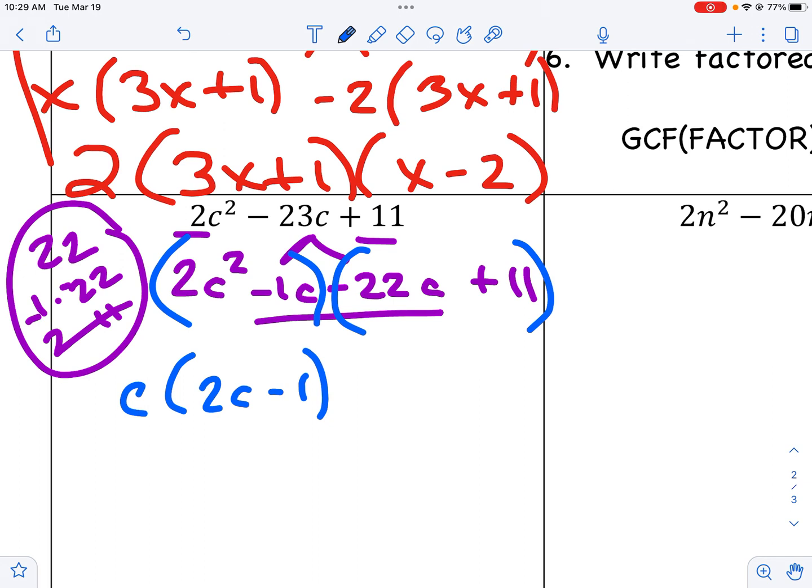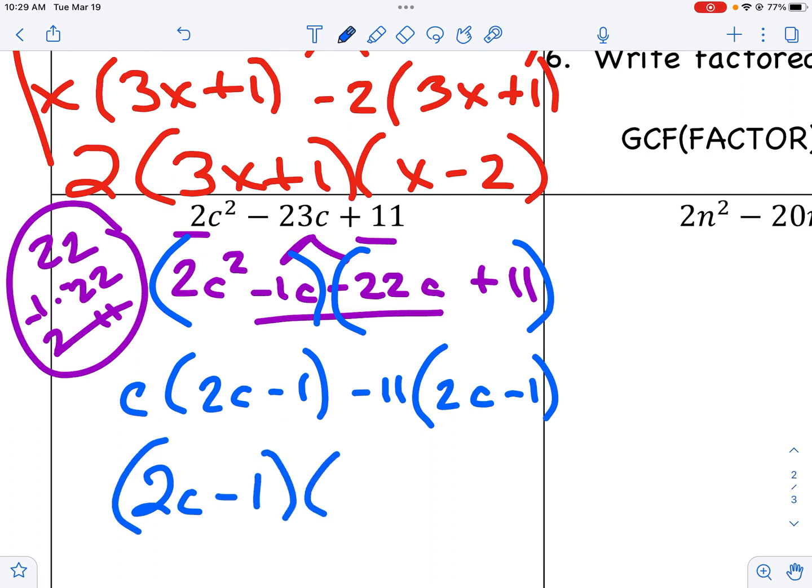Well, I don't want it to be a negative here, so I'm going to pull out a negative 11. Negative 22 divided by negative 11 is a positive 2. Negative 11 divided by negative 11 is a minus 1. So my answer here is 2c minus 1 and then c minus 11.